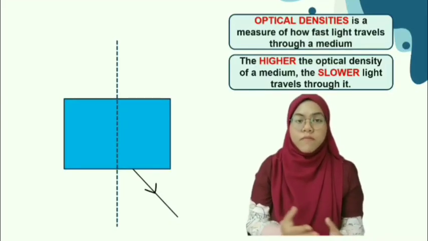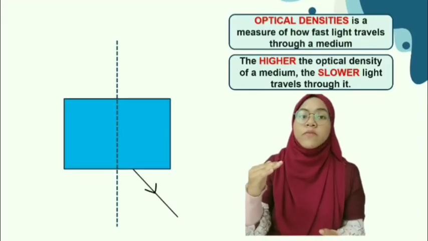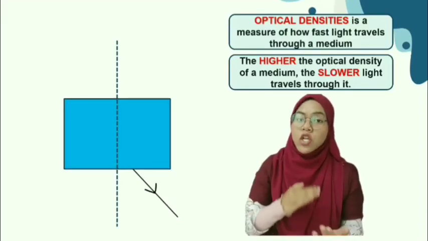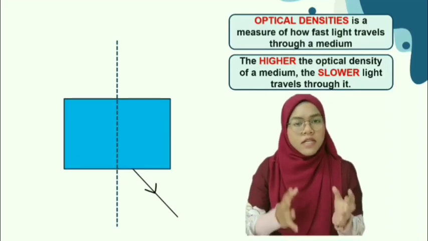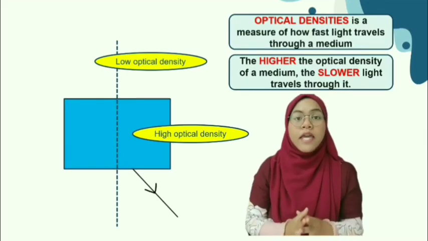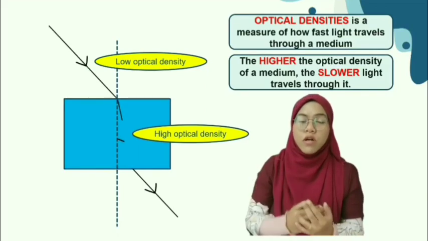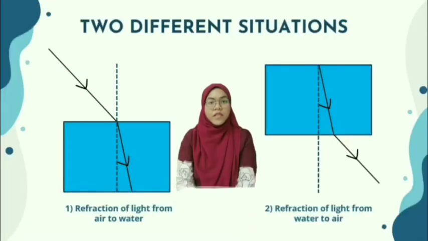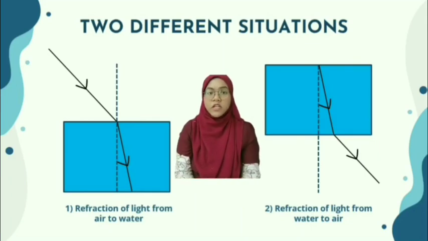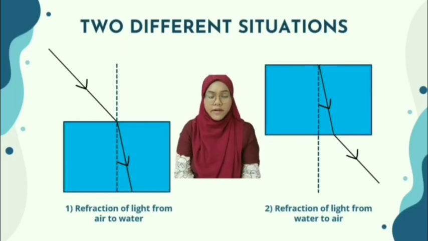Before we go further, let me explain about optical density. Optical density is a measure of how fast light travels through a medium. The higher the optical density of a medium, the slower light travels through it. In this case, we have air with lower optical density and water with high optical density. Hence, the light will travel slower in water rather than in air. To understand better about refraction of light, we will have a look at two different situations: the first one is from air to water and the second one is from water to air.